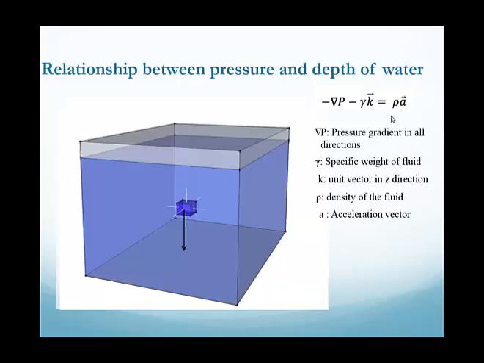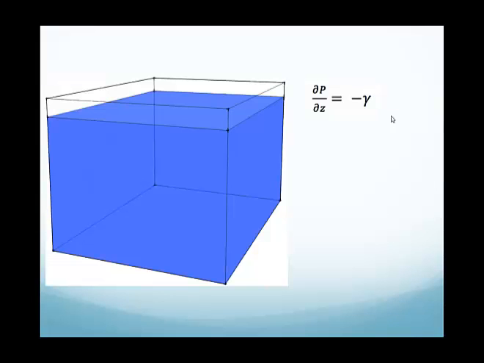If we say our fluid particle is at rest, acceleration equals 0, we can rewrite this equation and show that the pressure is going to be only a function of the z component, k. So what does this mean? It means we can have a differential form of pressure as a function of z equal to the negative of the specific weight of the fluid. So this becomes a fundamental equation for a fluid at rest.